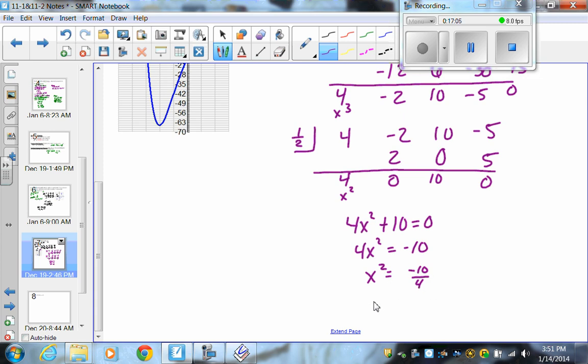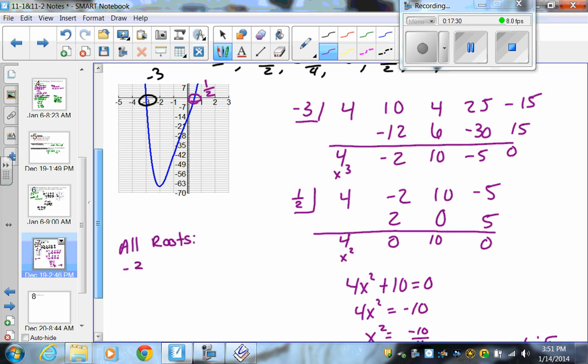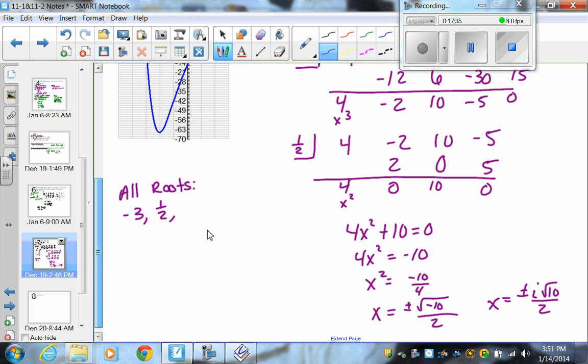So when I take the square root, I get plus or minus the square root of -10 over the square root of 4, which is 2. So that's just x equals plus or minus i radical 10 over 2. So all of my roots, start from the beginning: we have the -3, we have the 1/2, we have i radical 10 over 2 and -i radical 10 over 2.